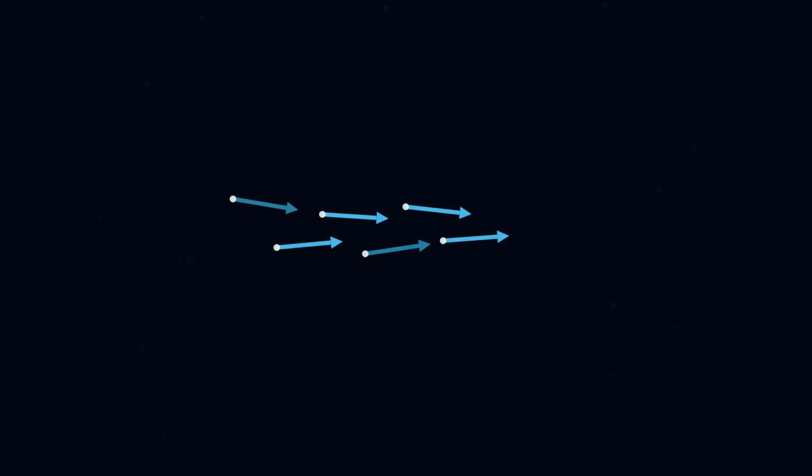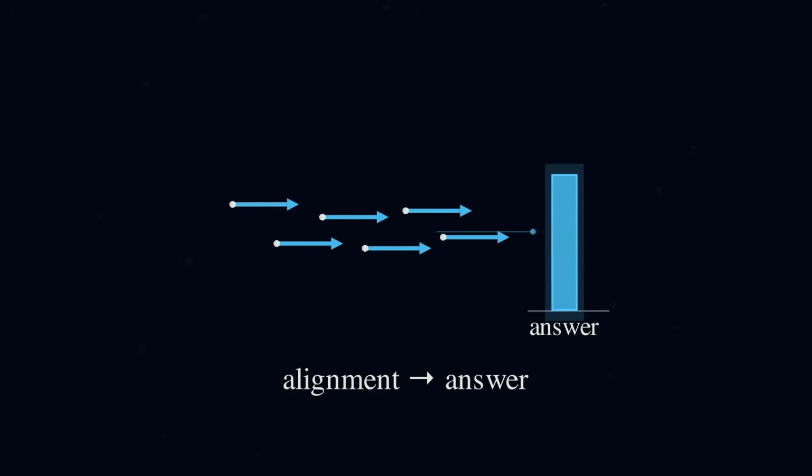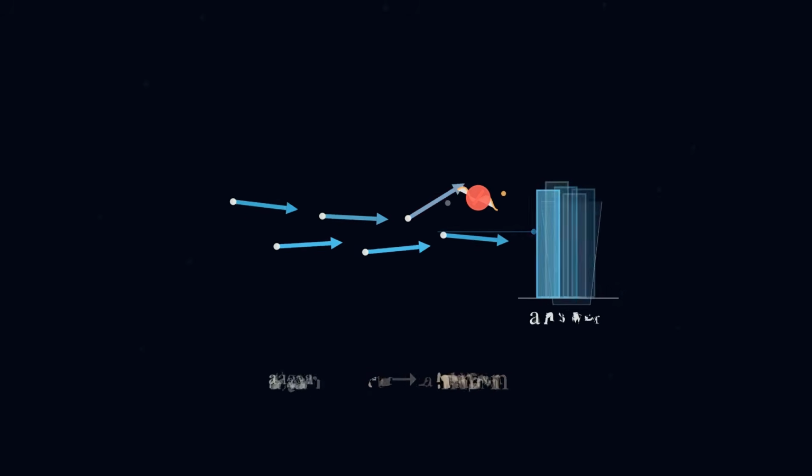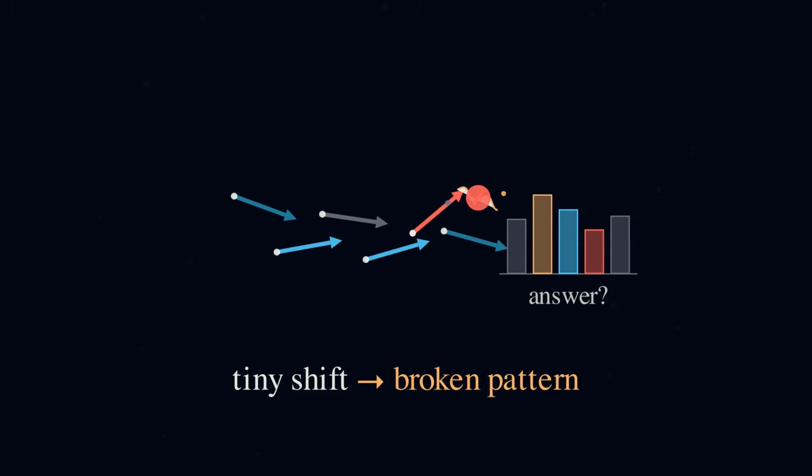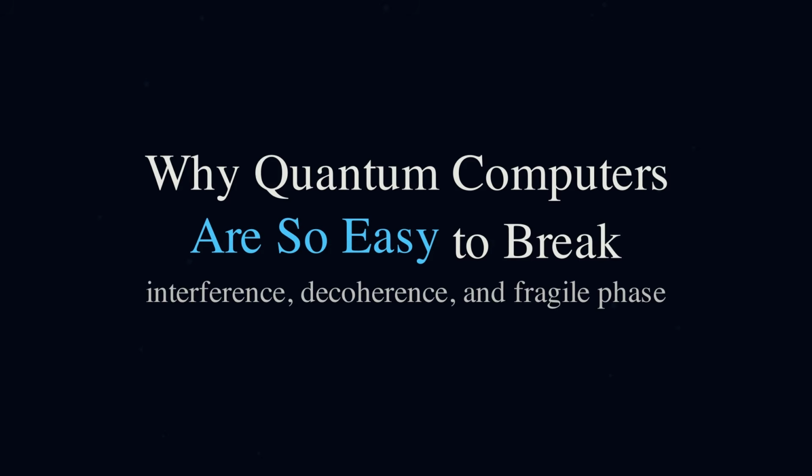Tiny arrows have to line up. When they do, an answer appears, but nudge one of them just slightly and the answer can disappear. So the real question is not why quantum computers are powerful, it is why they are so easy to break.